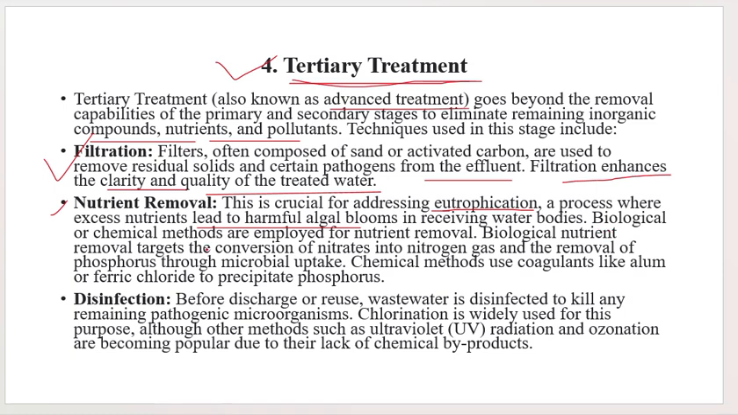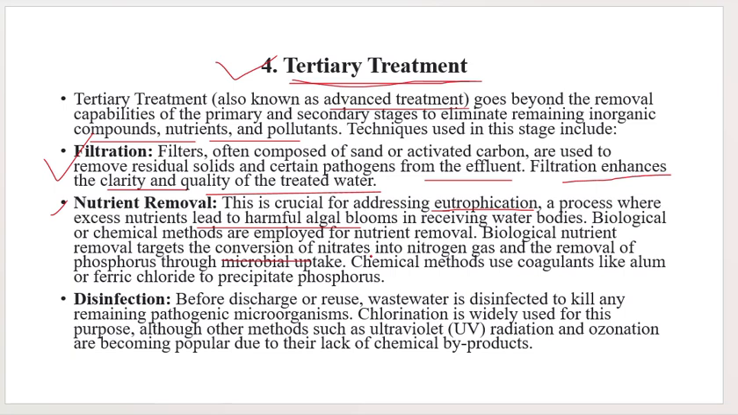Biological or chemical methods are employed for nutrient removal. In this tertiary treatment method, biological and chemical methods are used to remove nutrients from wastewater. And this treatment targets the conversion of nitrates. In wastewater, nitrates will be present.